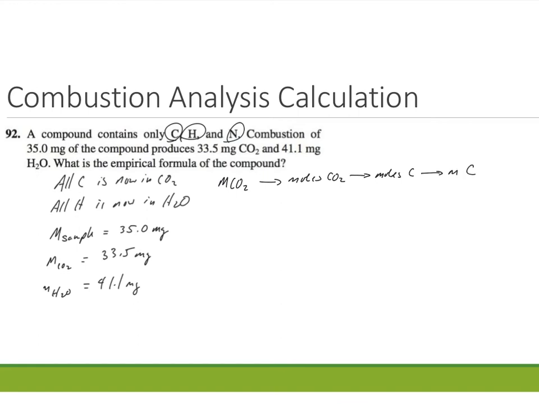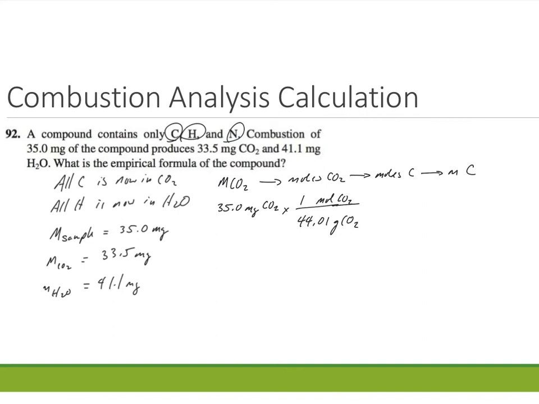So let's go ahead and do that. I've got 35.0 milligrams of CO2. Now, I'm going to use a little trick here. I am not a big fan of tricks, but you'll see that this is kind of a useful one. I'm going to turn the milligrams of carbon dioxide into moles using the molar mass. 1 mole of CO2 has a mass of 44.01 grams of CO2.